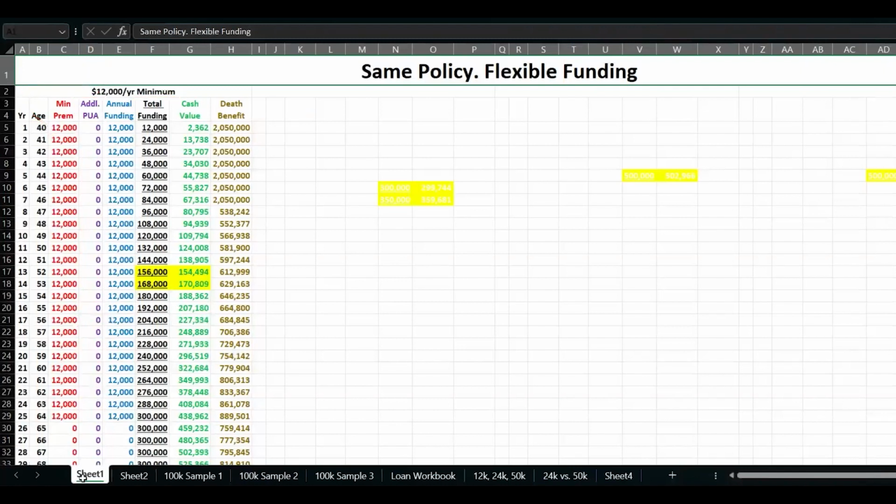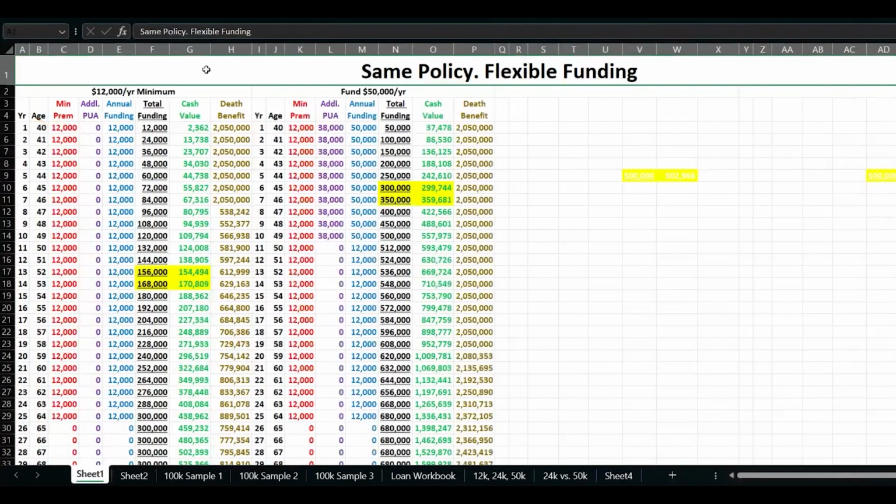Now let's look at the exact same policy if he adds some extra money. A total of $50,000 per year for the first 10 years. And it doesn't have to be exactly this. I just ran 10 years to keep it simple. $38K per year for 10 years in PUAs. That's in addition to the minimum premium. So in blue, your annual funding, this is your net out of pocket. So what do you notice here? 50 for 10, and then just the minimum premium thereafter.